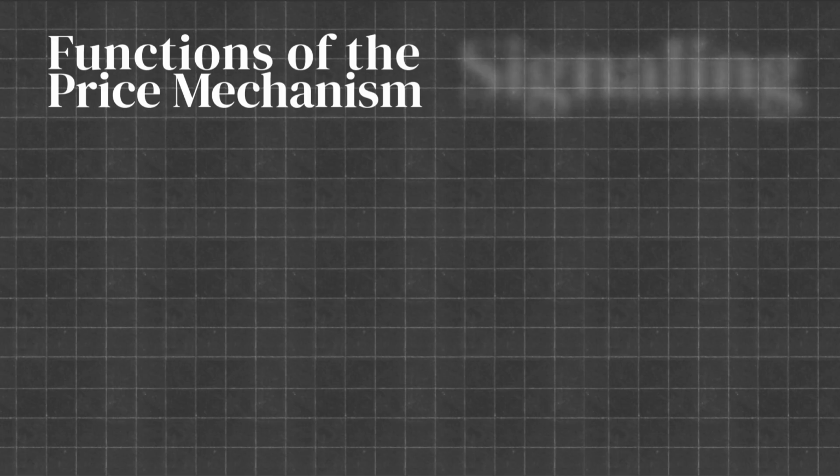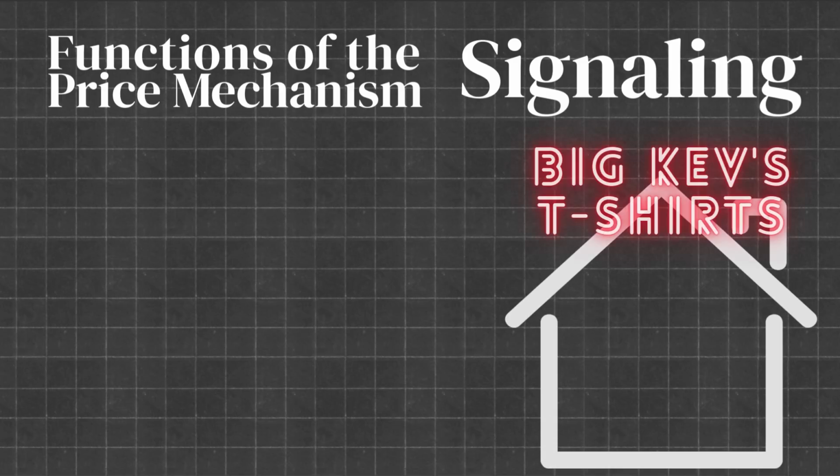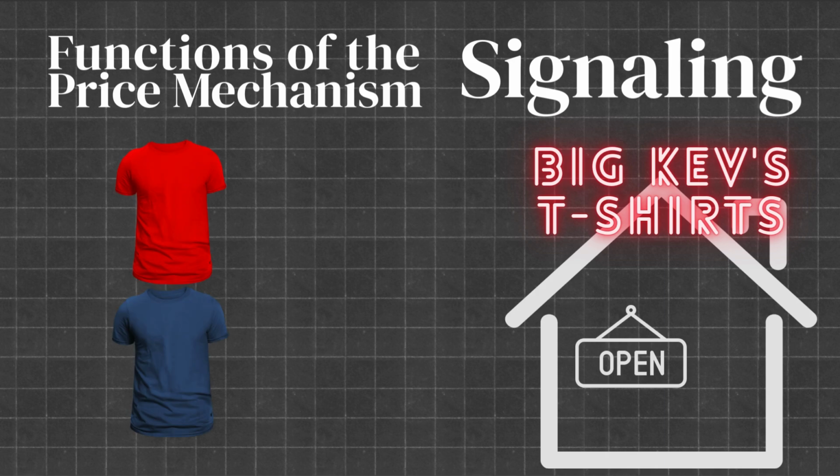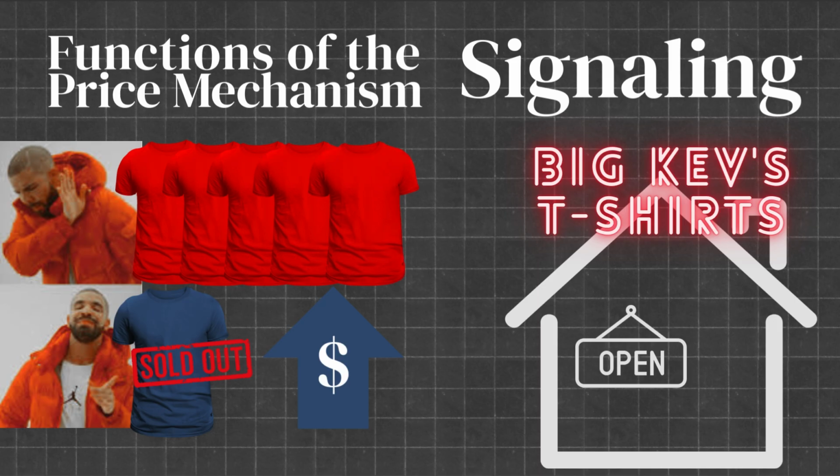First, it gives signals to both producers and consumers. Let's say you have a t-shirt business. You notice that for some reason, your customers buy a lot more blue t-shirts than red t-shirts. You sell all your blue shirts very quickly, but almost no one buys your red shirts. In other words, you have a shortage of blue shirts. This will signal to you to raise the price of your blue shirts because the customers value blue shirts more. On the other hand, you have a surplus of red shirts, which signals to you to lower the price of red t-shirts because customers value them less. This is called the signal effect.